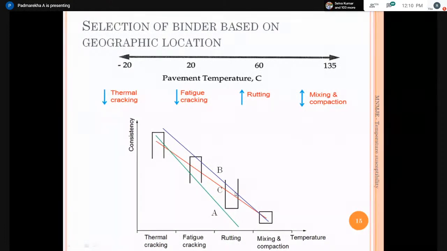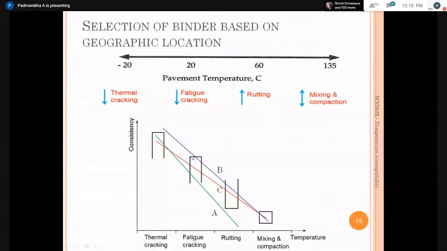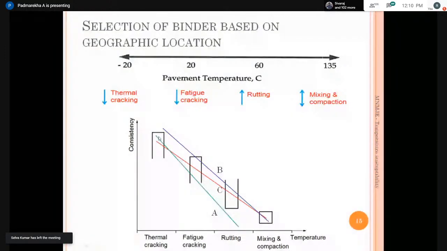But maximum stiffness is restricted in the case of fatigue cracking. I don't want a binder to be too stiff at this 20 degrees Celsius, for instance. If it is too stiff, it will crack. Again, this stiffness is restricted in the case of pure thermal cracking. Fatigue cracking is a temperature and load related cracking. Thermal cracking is purely a temperature related cracking.